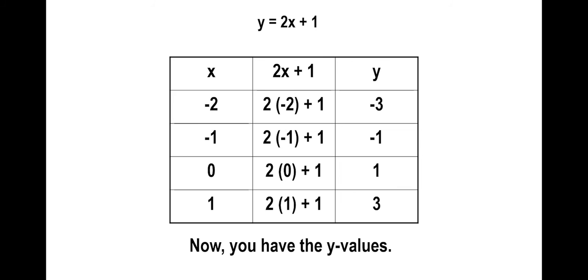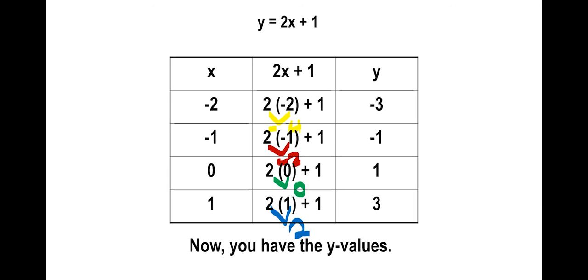So 2 times negative 2 is negative 4. Negative 4 plus 1 is negative 3. So the y value is negative 3. 2 times negative 1 is negative 2. Negative 2 plus 1 gives us negative 1. And then 2 times 0 is 0. 0 plus 1 is 1. And then 2 times 1 is 2, plus 1 is 3. So now we have our y values.